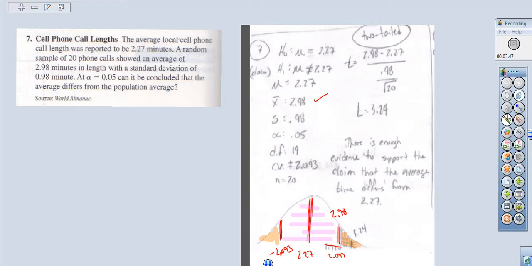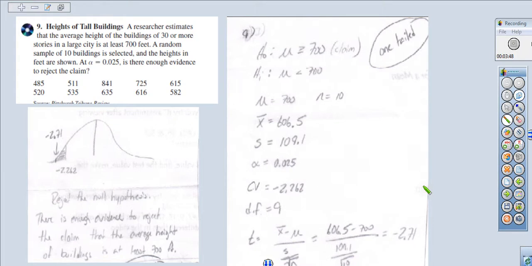Let's take a look at number 9. On number 9, we see a situation where we're looking at the heights of buildings. In this case, in a large city, the average height is at least 700 feet. So in this situation we're kind of going the other way. We want to see if we are greater than the average, if we have established something that is higher. So our null, our established claim right now, is that we want to look and see if we are greater than or equal to 700 feet.